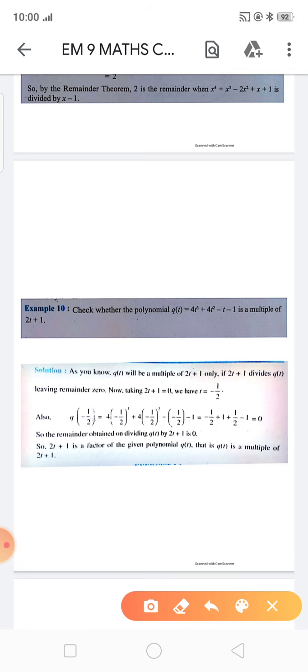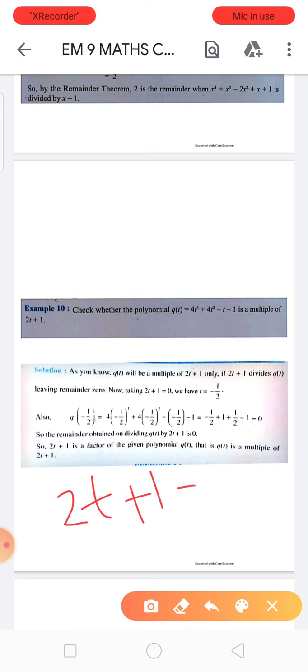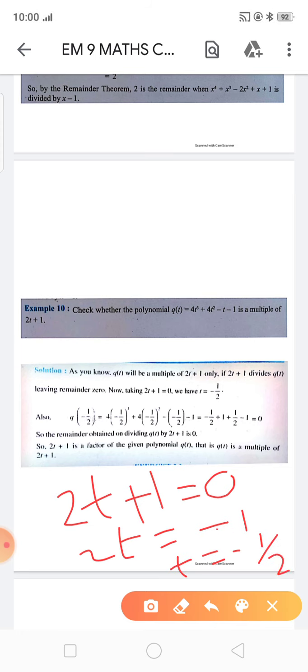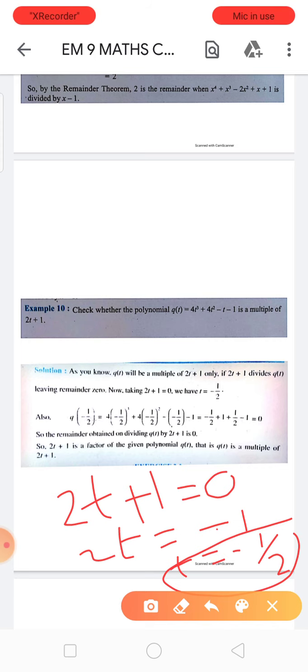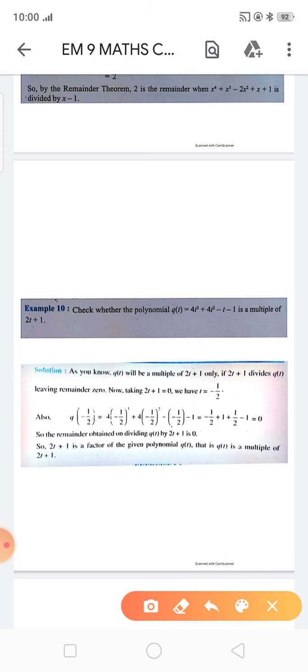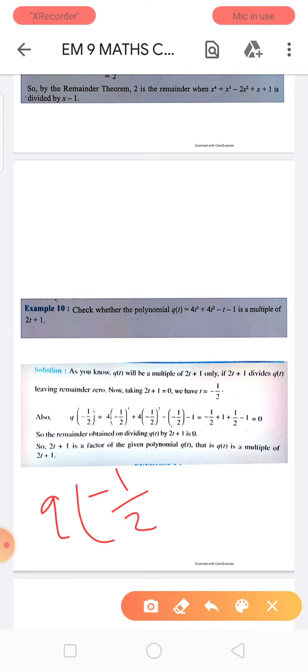So we find the zero of 2t + 1 by equating 2t + 1 to 0. We get 2t = −1, and t = −1/2. If q(t) is 0 for t = −1/2, then it will be a multiple. So substituting t = −1/2 in our polynomial: q(−1/2) = 4(−1/2)³ + 4(−1/2)² − (−1/2) − 1.